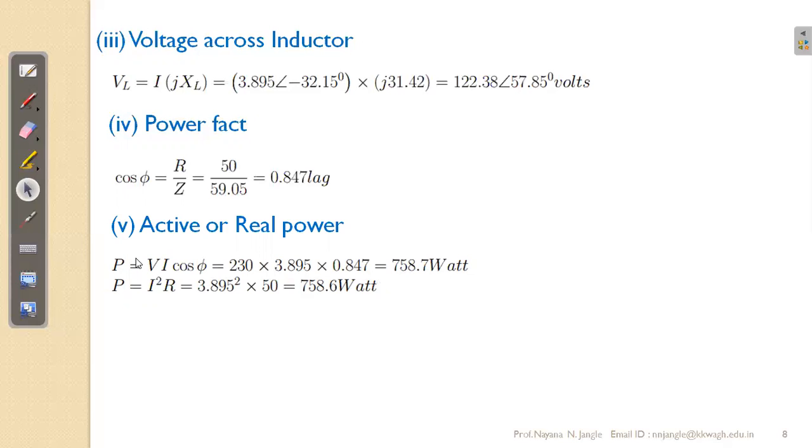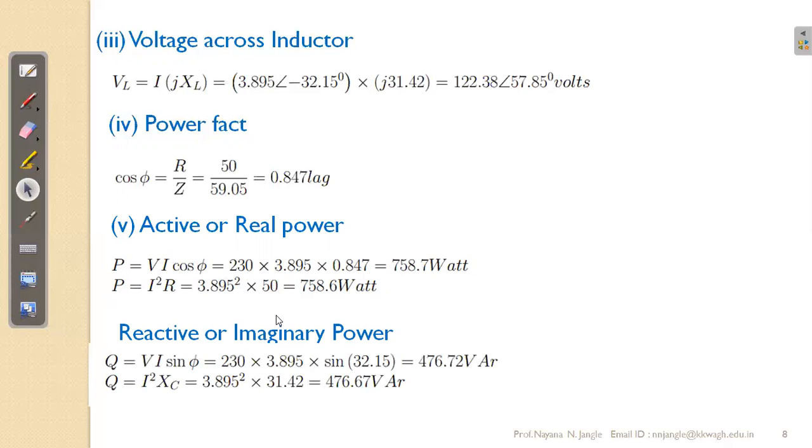We can calculate the same active power by using the formula power equal to I square R. So here I square is 3.895 square and the resistance is 50. It comes the same as active or real power. So both values are the same.